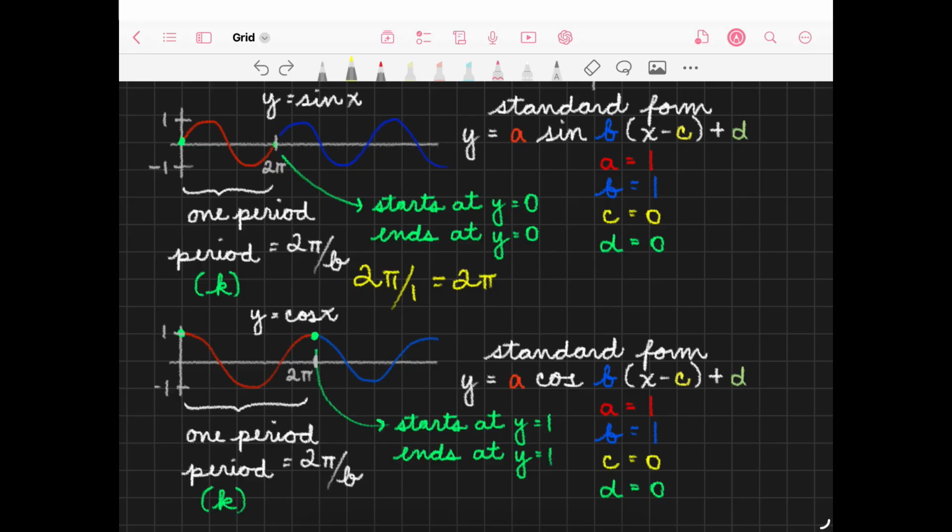When it comes to the period of our sine graph, we start our y with 0, and we end our y with 0. In our cosine, we apply the same formula for our period, which is 2 pi over b. And we know that our period would be equal to 2 pi divided by 1, which is equal to 2 pi. And again, the 2 pi would be coming from here.